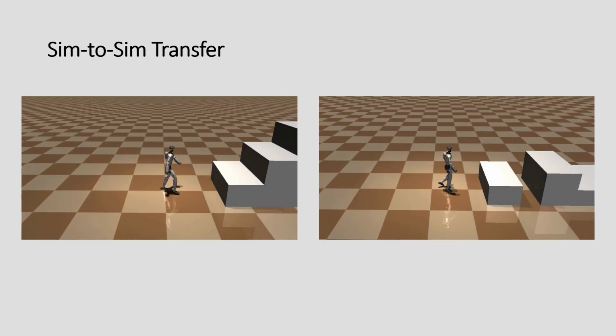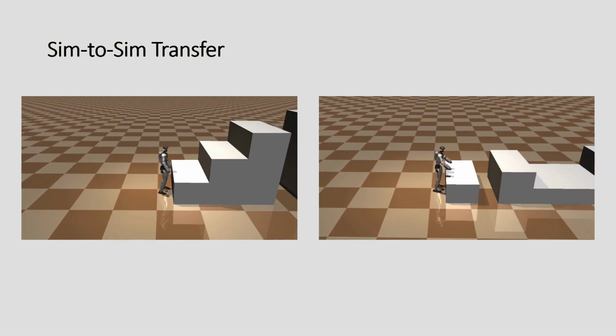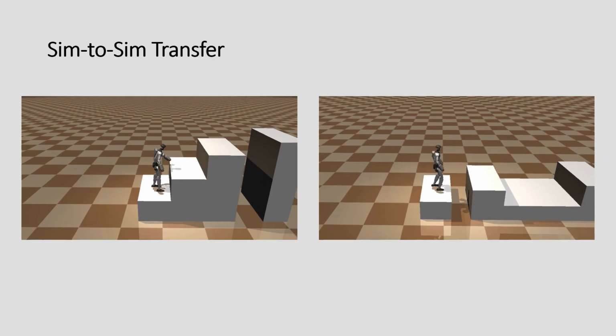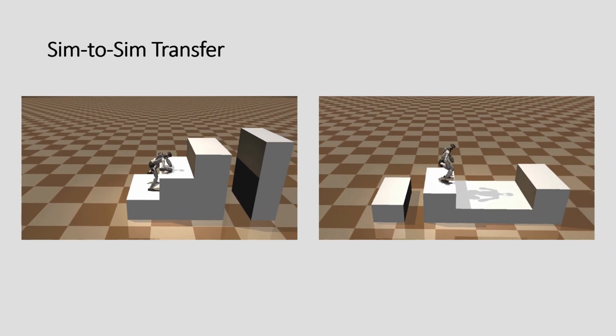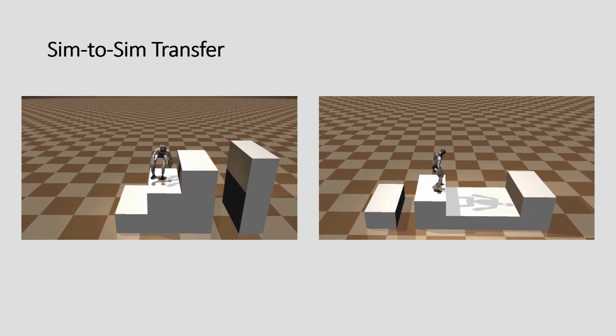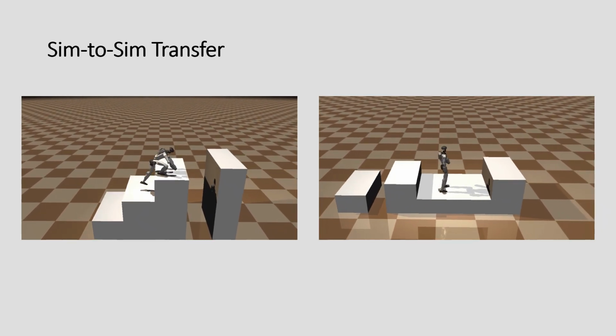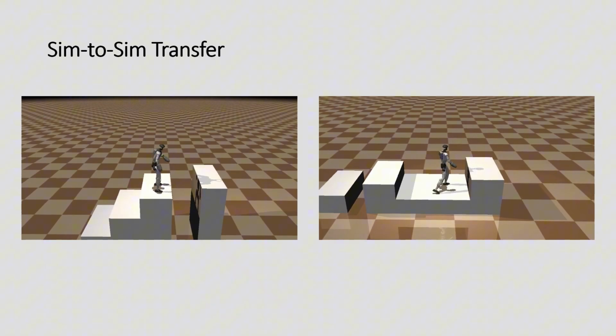We also evaluate sim-to-sim transfer in MuJoCo. We test more challenging environment designs, as shown in the video, and observe interesting behaviors. For example, in the first video, the robot adapts its stepping pattern and uses different leg coordination to climb onto a higher platform.